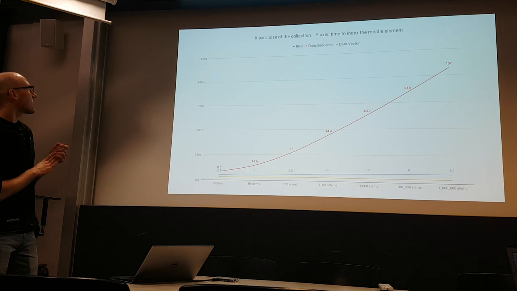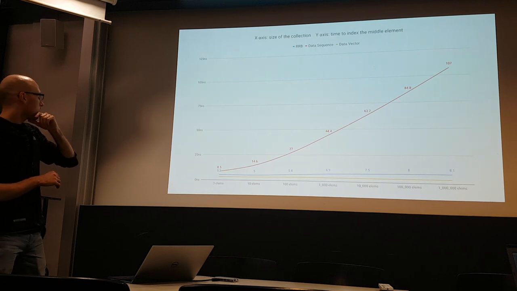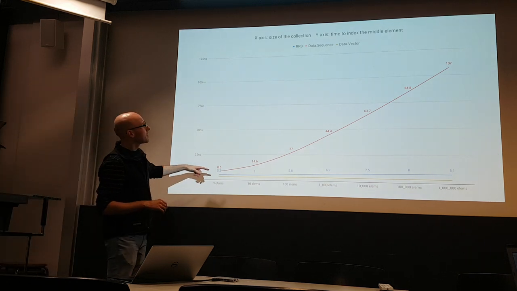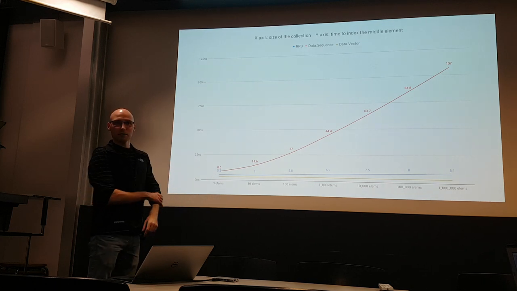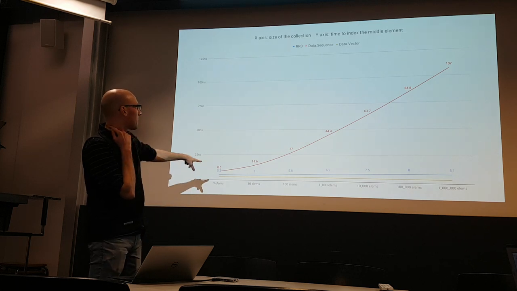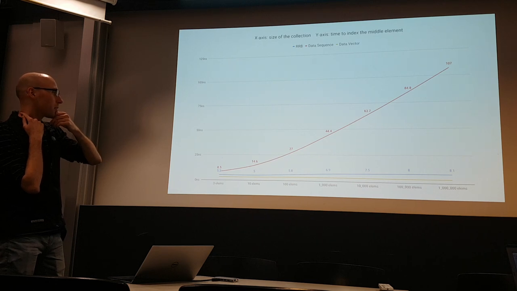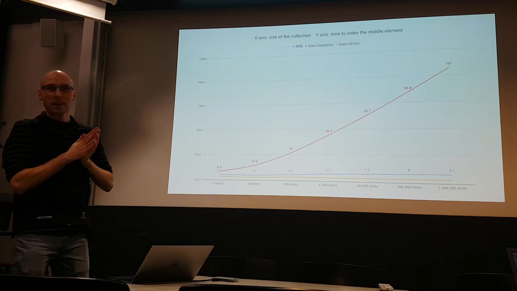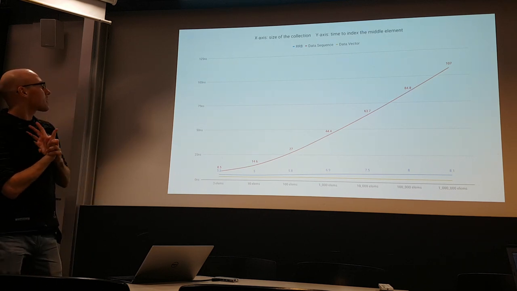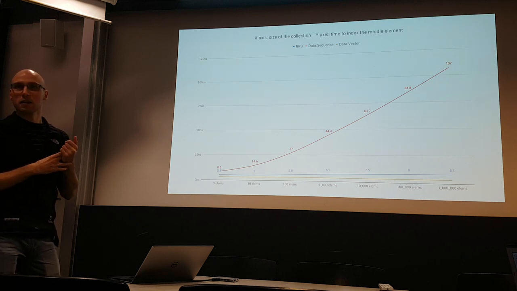This is the indexing part, where I'm comparing data.vector, data.sequence, and the new structure. The unit is nanoseconds, and data.vector is boring. It's sitting flat at 3.2 nanoseconds, so I didn't bother to print the numbers. But with data.sequence, we're actually doing way better, especially with very large collections. It's pretty neat. So effectively, for indexing, we're fairly close to what data.vector achieves.